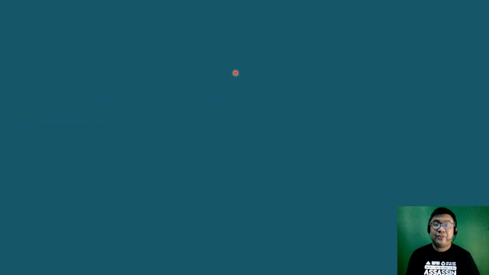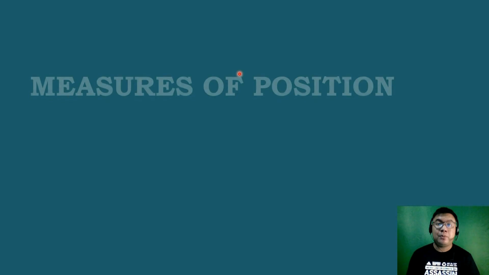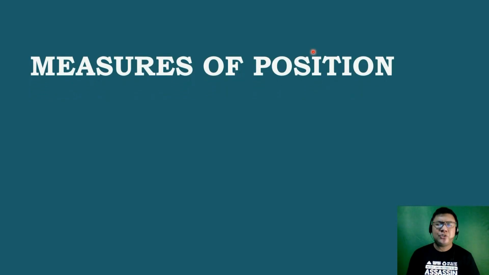Let's define first what is measures of position. When we say measures of position, these are techniques that divide the data into equal groups. Also, we have different kinds of measures of position. One of them has already been discussed to you, which is under the measures of central tendency, which is the median. The median is one of the measures of position also because it divides the data into two equal parts.